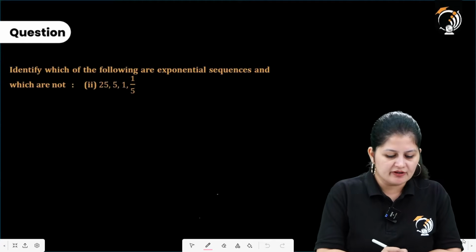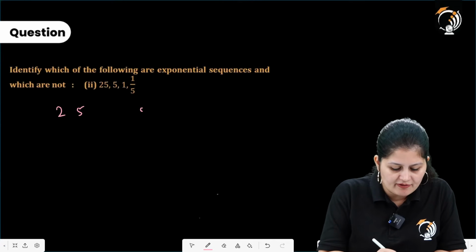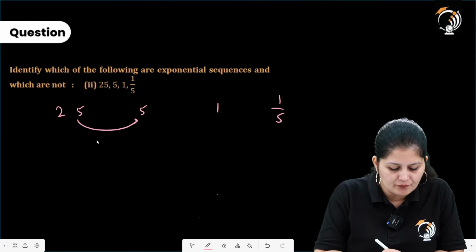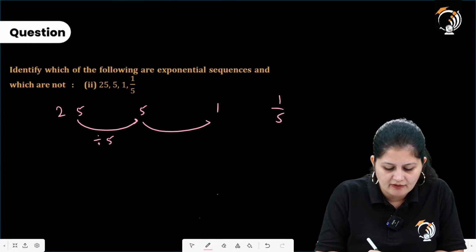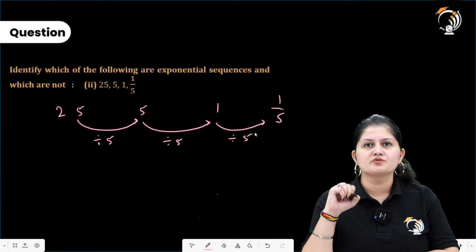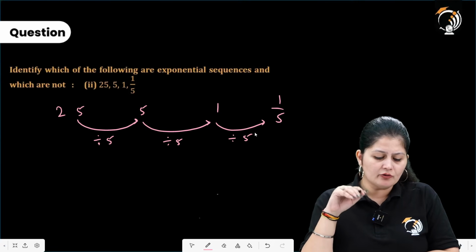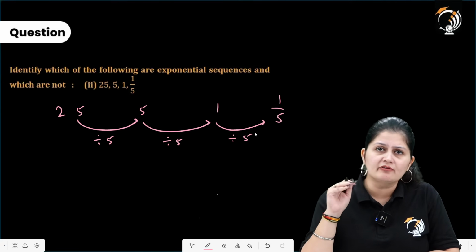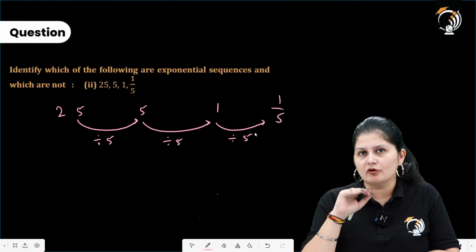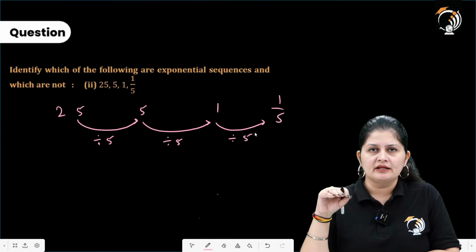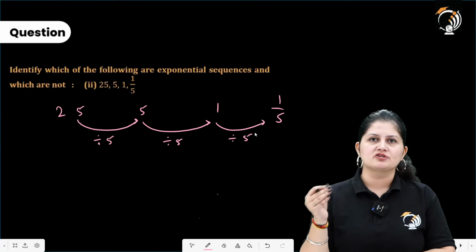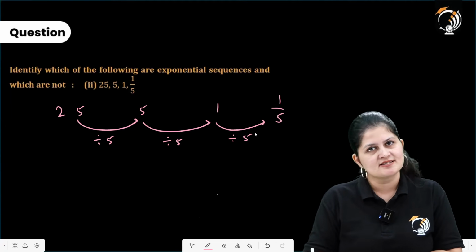Moving to the next one: 25, 5, then 1, then 1 over 5. So we need to divide by 5. Again, we divide by 5. Again, we divide by 5. So what we can observe here is that to get the succeeding term, we need to divide the term by 5. Every time we divide by 5 itself. So clearly this is a geometric progression or an exponential sequence. Clear?